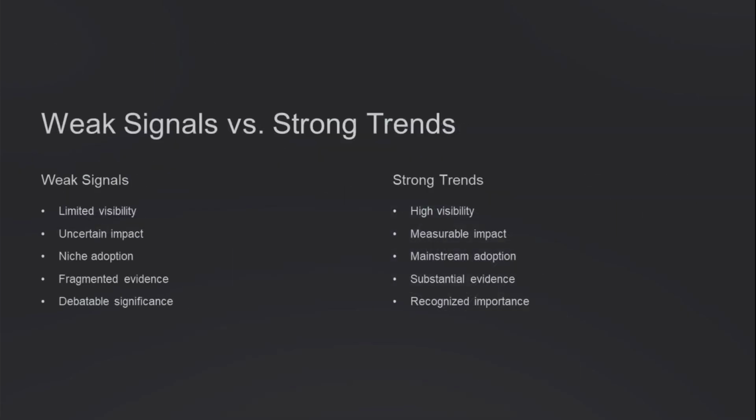It helps to compare the two side by side. Weak signals are low visibility, uncertain, and often limited to niche groups. Strong trends are high visibility, have proven impact, and are supported by data and adoption. But here's the key. Every trend started as a weak signal. So learning to spot them early is a powerful skill.